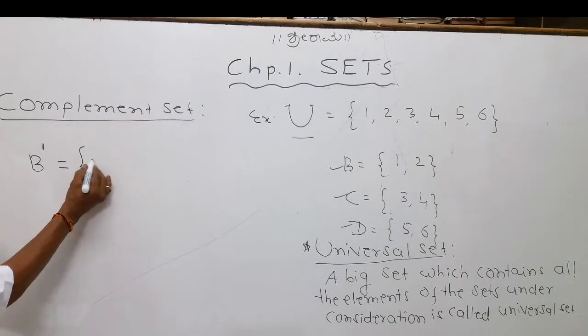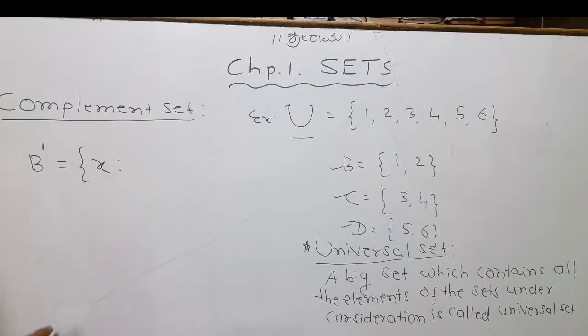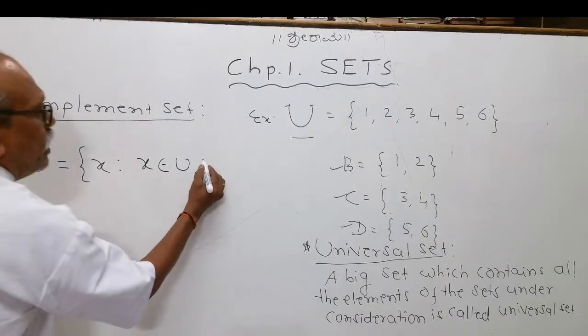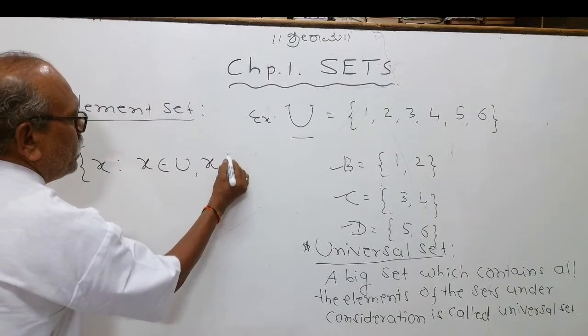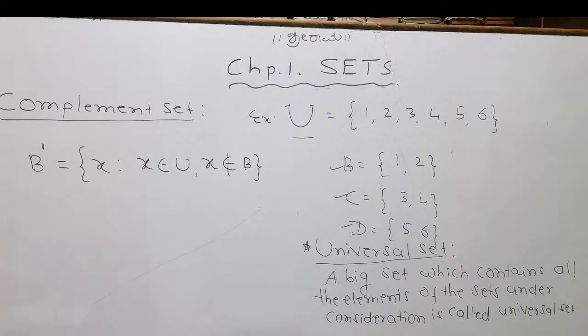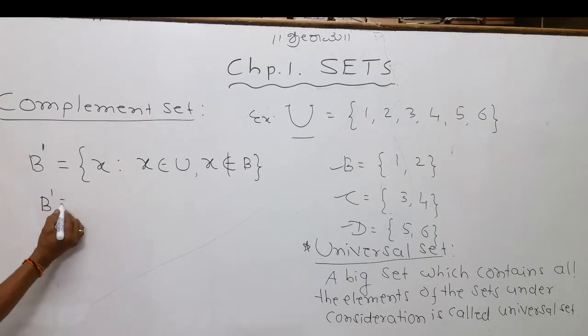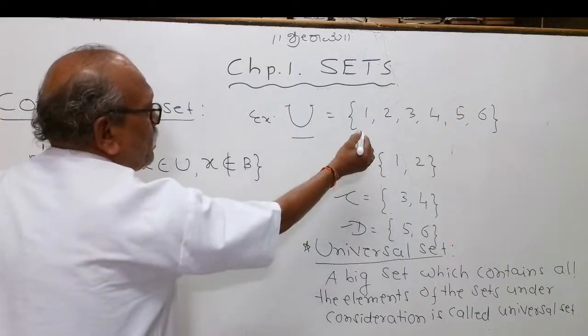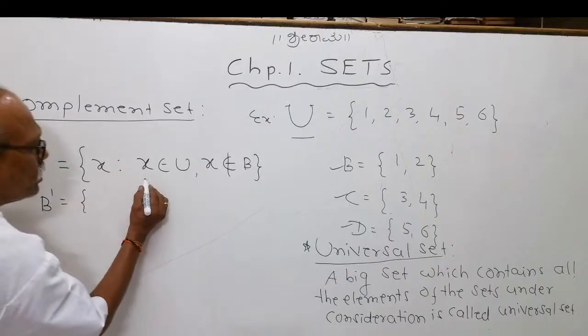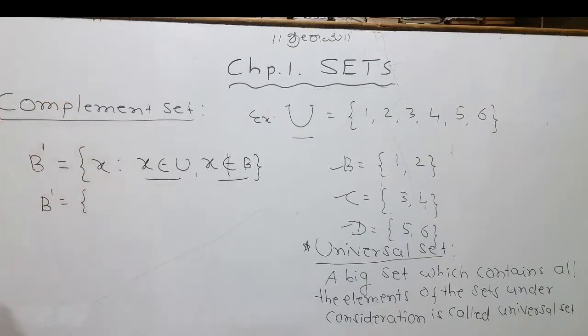B dash is a set of those X which belongs to U and X does not belong to B, which are present in U but not in B. They should not belong to B, then it is called as complement set. And this is the rule method. How do you write this B dash? Except 1, 2, the remaining elements 3, 4, 5, 6 are there in the universal set. They belong to the universal set, but they do not belong to B. Therefore, this is called as B dash.